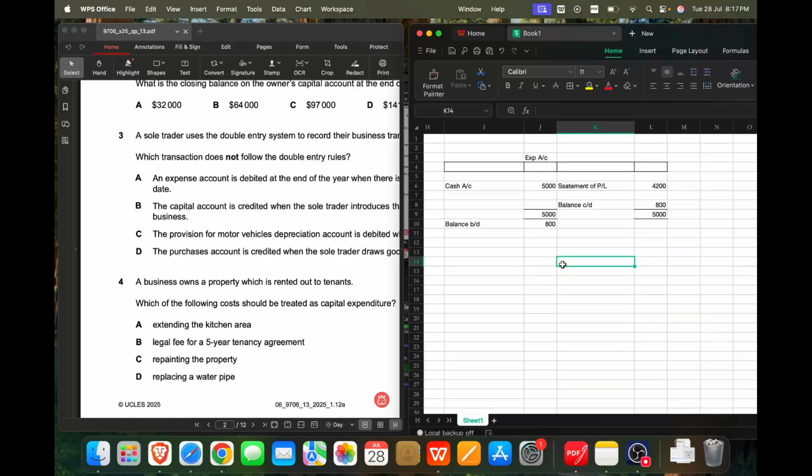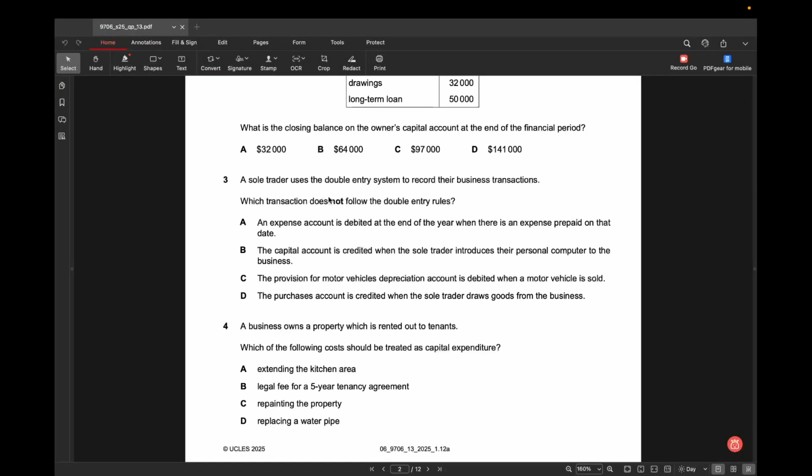We are not writing separately that entry, okay, the prepaid amount entry. So this is incorrect. So this does not follow the double entry system. Whereas the capital account is credited when a sole trader introduces a personal computer.